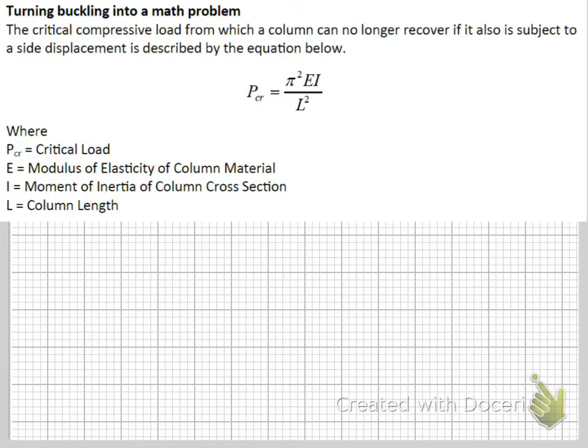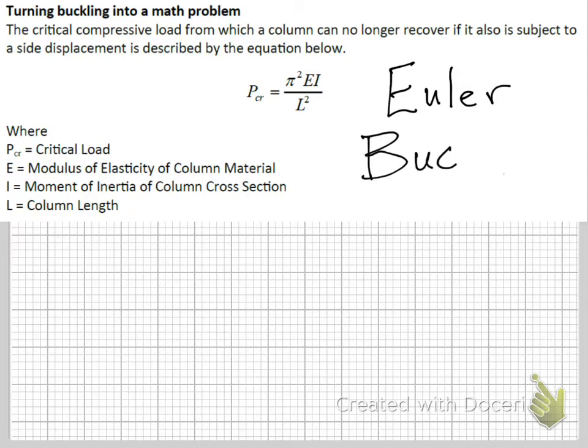We can model buckling mathematically using a relationship that was provided to us by a man named Euler. I'll go ahead and fix that. And so we can call the behavior of this particular type of buckling Euler buckling. Okay, so here is our particular equation.